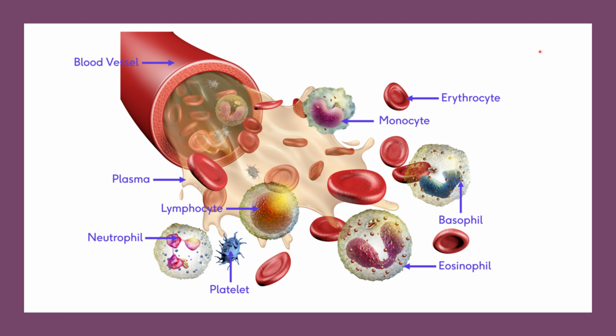So we know that a normal adult blood volume is about 5 liters, right? It's plasma and formed elements. So we know that the lifespan of red blood cells is about 120 days. Platelets, it's 7 to 10 days, and most of the white blood cells, usually it's hours to days. So we go next to the bone marrow.